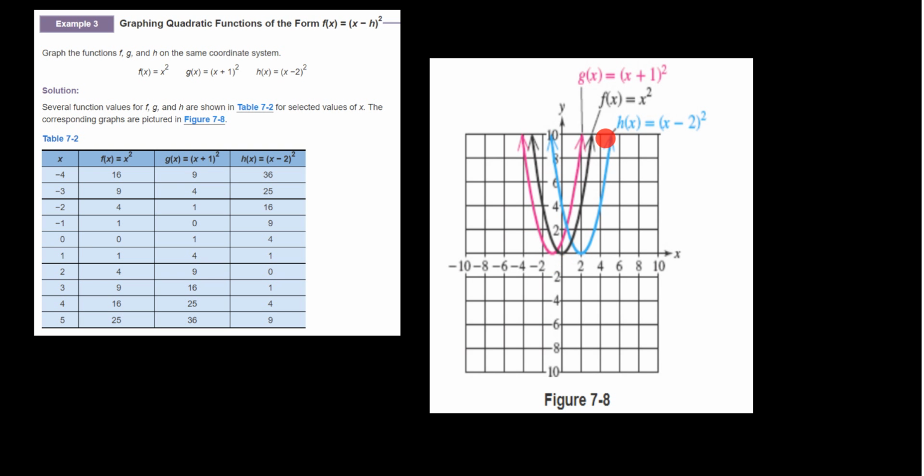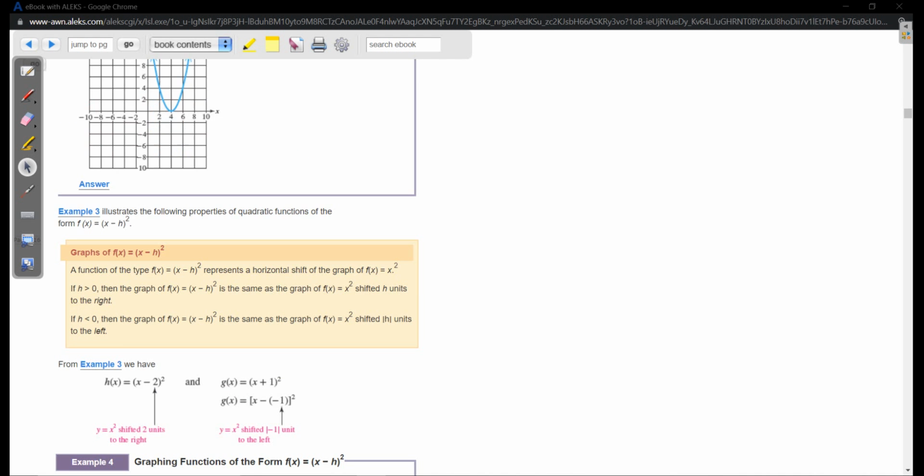Okay. Well, look at the blue one. It's x minus 2 quantity squared. Notice how we're shifting to the right 2 units. So a pattern is starting to develop here.